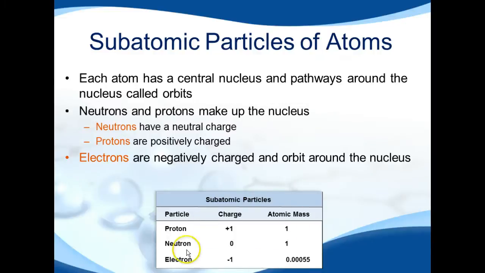So what you see down here is a nice little handy-dandy chart to help you remember each of these particles' charges, and later what we'll look at, its atomic mass. So protons have a positive charge of 1, neutrons are neutral, they have a charge of 0, and electrons are negative, they have a charge of -1.